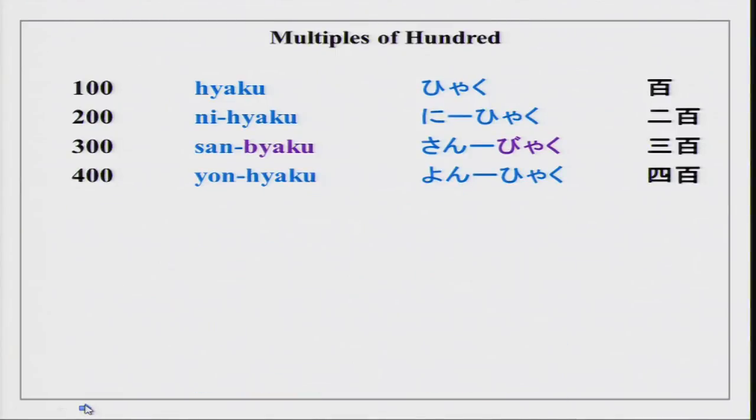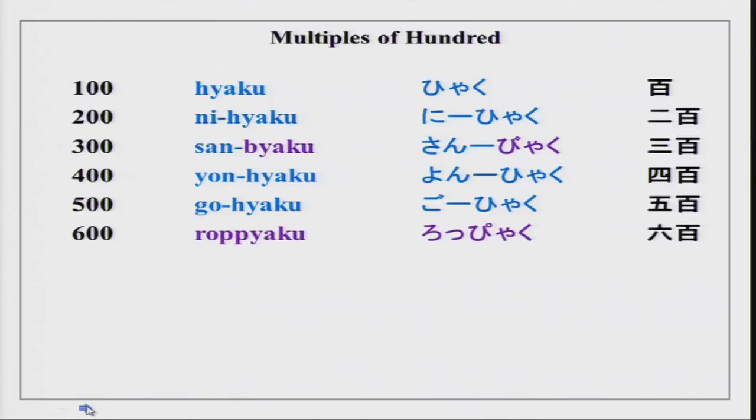Now let us see what is there. Well, we have yonhyaku for 400, gohyaku for 500, and then again you will notice that the reading has changed to pyaku. Hyaku, byaku and pyaku. So now you will notice that we have three readings for 100. You have to keep in mind where to use hyaku, where to use byaku and where to use pyaku.